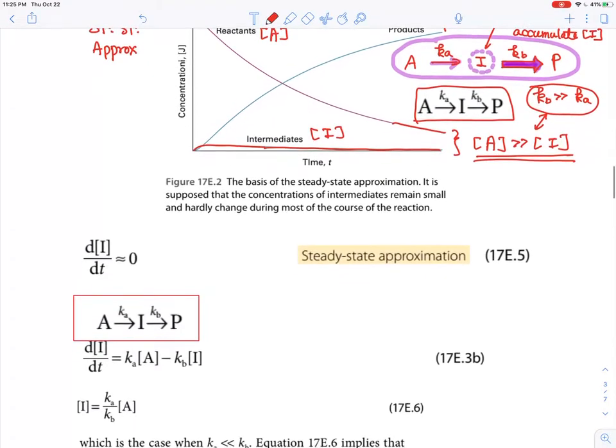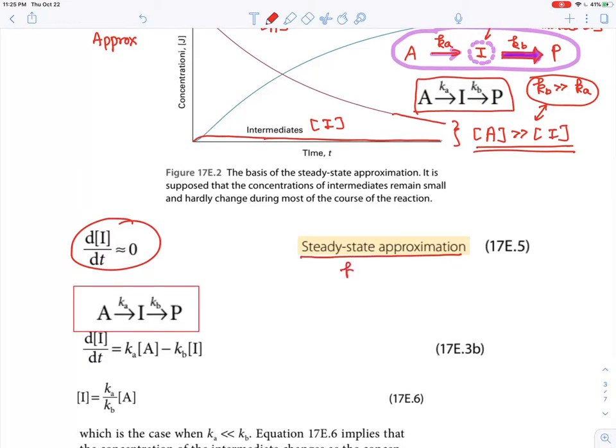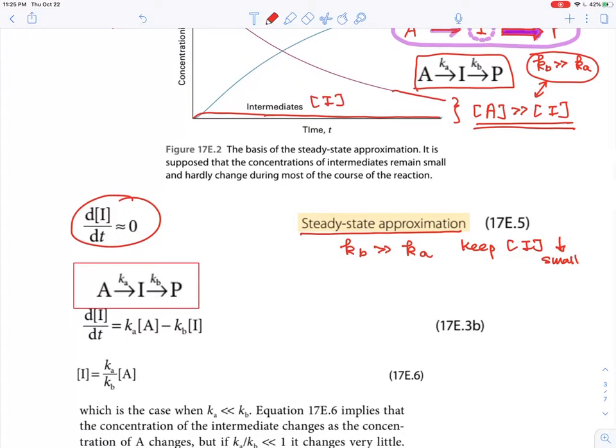This is all related to the steady state approximation, known as here. But once again, the idea is that the rate of disappearance of the intermediate is much bigger than the rate of production, so that you keep its concentration essentially small compared to your reactant.